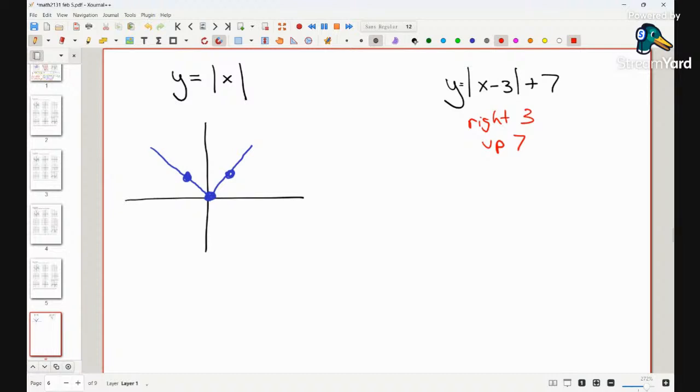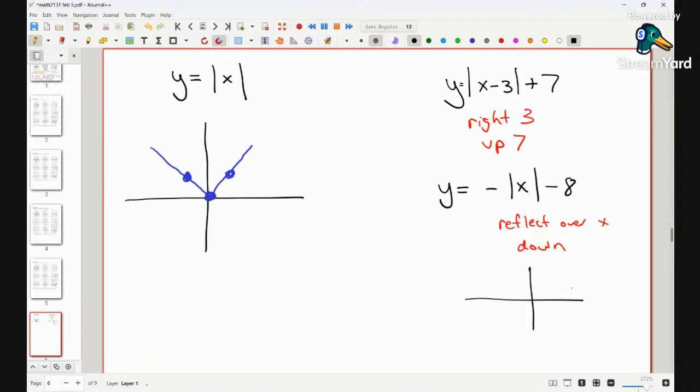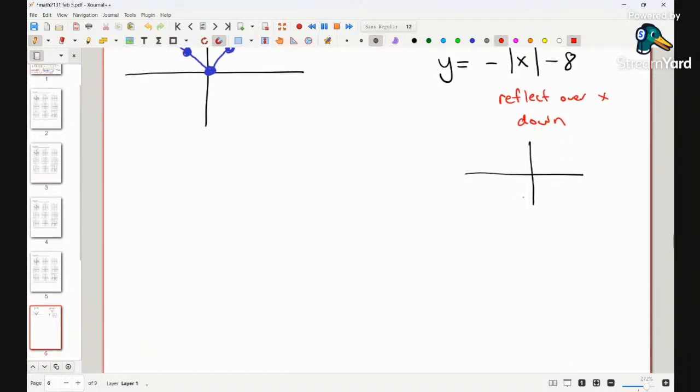Or if someone said, think about this graph really quick. I could, in my mind, reflect over x and then down 8. What's going to be fundamentally important for calculus is that you know you're going to have a maximum right there. That's how you're going to use this in calculus.